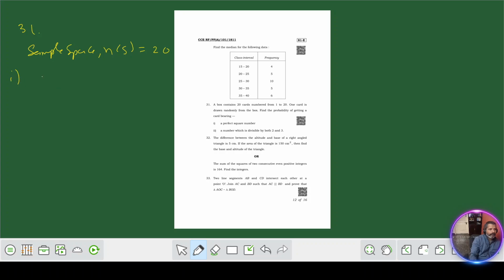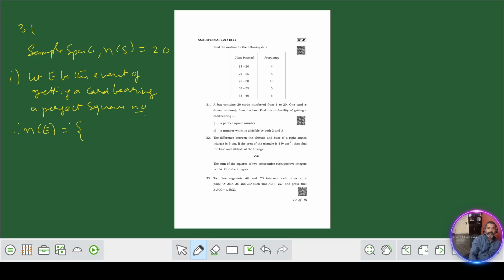First one we will solve. Let E be the event of getting a card bearing a perfect square number. You have to write like this so that you can avoid the lengthy wordings in the formula. Therefore, n of E, perfect square numbers from 1 to 20.